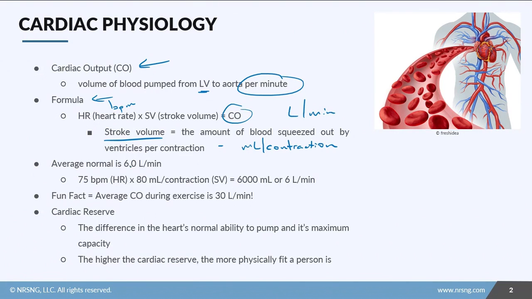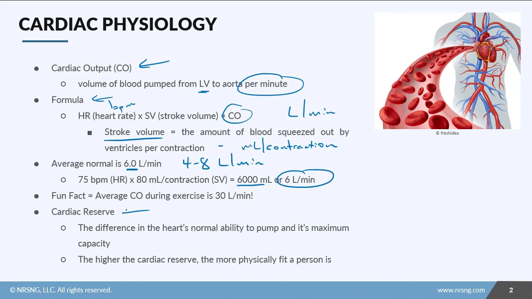So the average normal range is going to be about 4 to 8 liters per minute of cardiac output. So let's say the average is about 6. So this is how we use this formula. You get 75 beats per minute, that's your heart rate, and it's going to be 80 mils per contraction. And so basically you're going to get this output of 6,000 mils or 6 liters per minute. Now, a fun fact about this is that the average cardiac output during exercise is about 30 liters per minute.